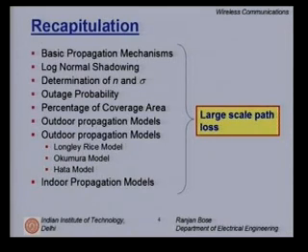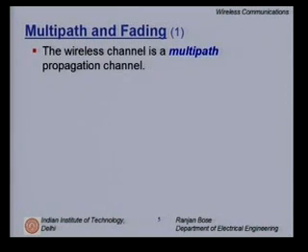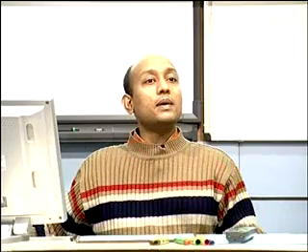What we want to look at today is slightly different. We would like to look at small scale fading. So let us first understand what is multipath and what is fading. The most important thing to realize is that the wireless channel is a multipath propagation channel. The rays or the radio waves that emanate from the transmitter do not reach the receiver only by a single path. In fact, there are several paths and hence the name multipath.